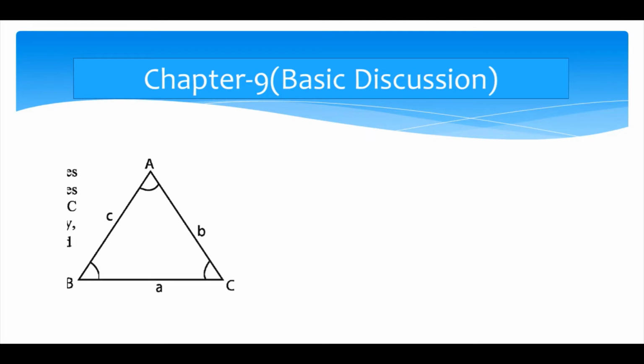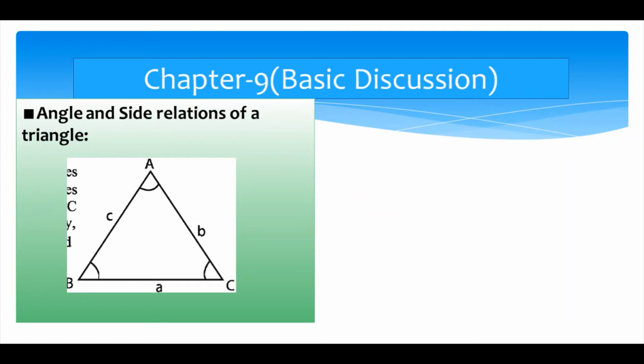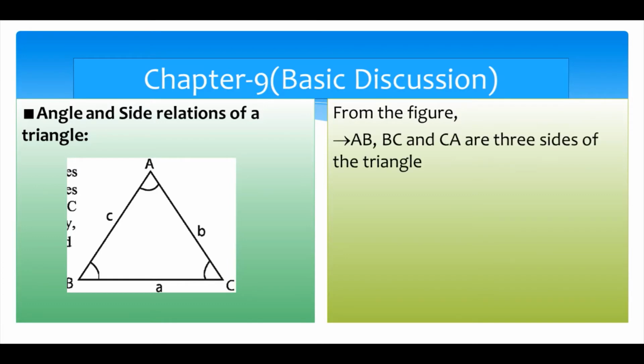Before starting the proof of theorem number 3, we need to discuss some basics that will help you prove theorem number 3 and understand it better. At first, angle and side relations of a triangle. You can see this is the figure ABC, and the sides we marked BC as a, AC as b, AB as c. That means this ABC is the marking of sides AB, BC and AC. So from the figure, AB, BC and CA are the three sides of the triangle.